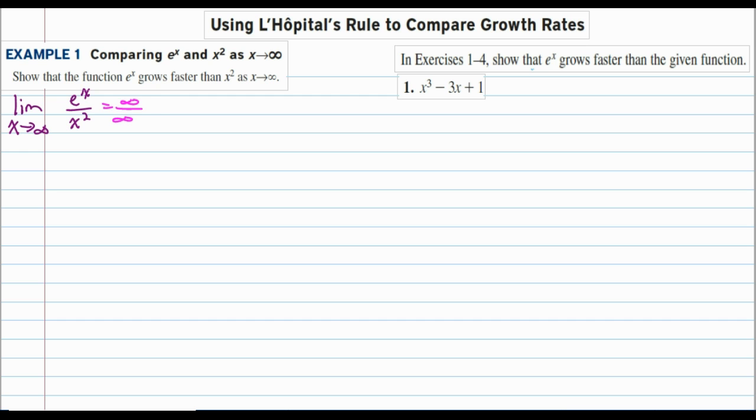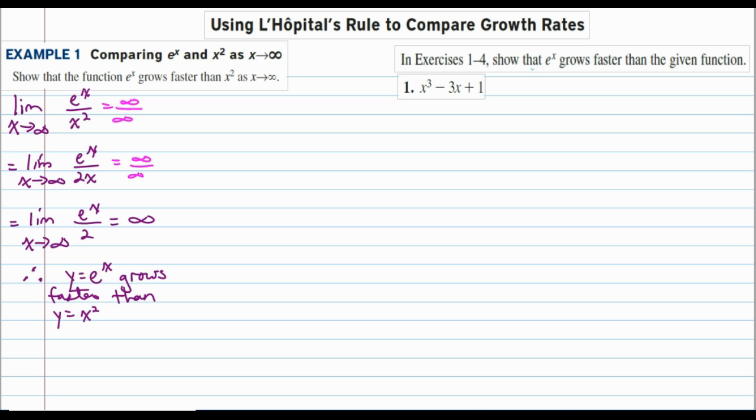Right now, that limit is infinity over infinity, so we need to use L'Hopital's rule. So I'll take the limit as x approaches infinity of derivative of e to the x is e to the x, denominator 2x. I still have infinity over infinity. One more time, L'Hopital's, e to the x over 2. Now I don't have infinity over infinity anymore. I have infinity over a constant, over 2, which is in fact infinity. So therefore, y equals e to the x grows faster than y equals x squared, because when you put e to the x in the numerator and take the limit as x approaches infinity, you get infinity.